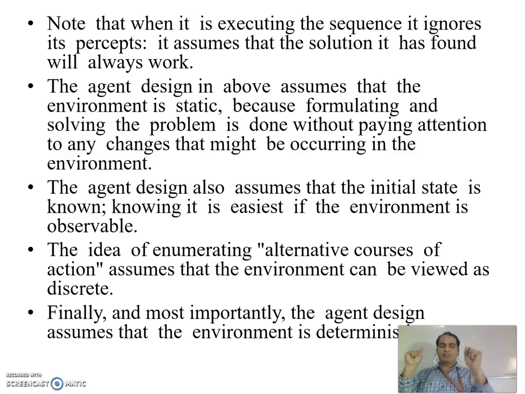Knowing is easiest if the environment is observable. So that means we are considering a situation where the environment is completely observable. The idea of enumerating alternative courses of action assumes that the environment can be viewed as discrete. So here we are considering a simple environment. Finally and most importantly, the agent design assumes that the environment is deterministic. It knows what happens if some action is taken, how the environment is going to change. We have considered a deterministic environment.